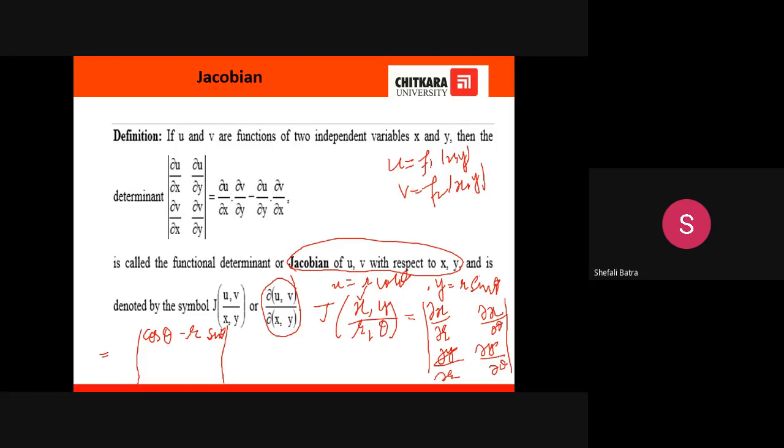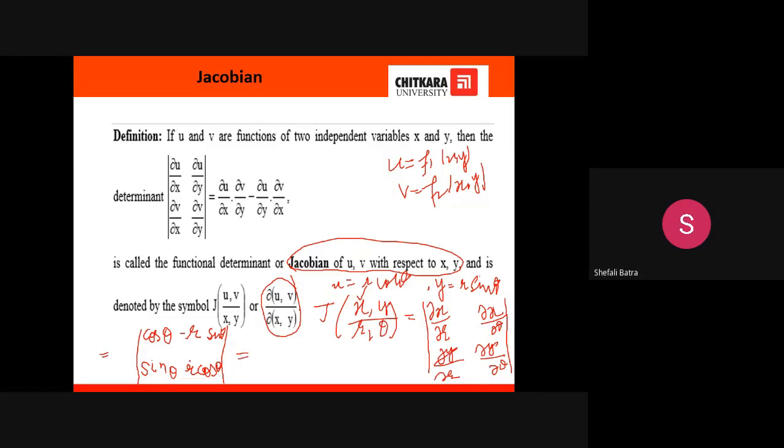Now in the next row, curly y by curly r. So the derivative of y with respect to r. Curly y upon curly r. Sin theta. Yes, it is sin theta. And then curly y by curly theta. It is r cos theta, ma'am. r cos theta. Yes. Now evaluate this determinant.